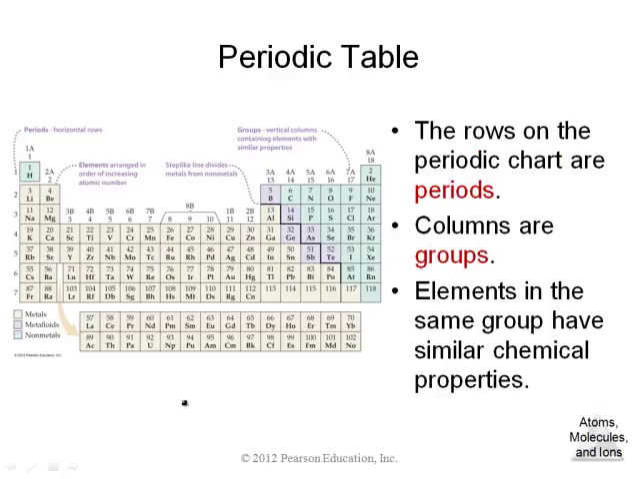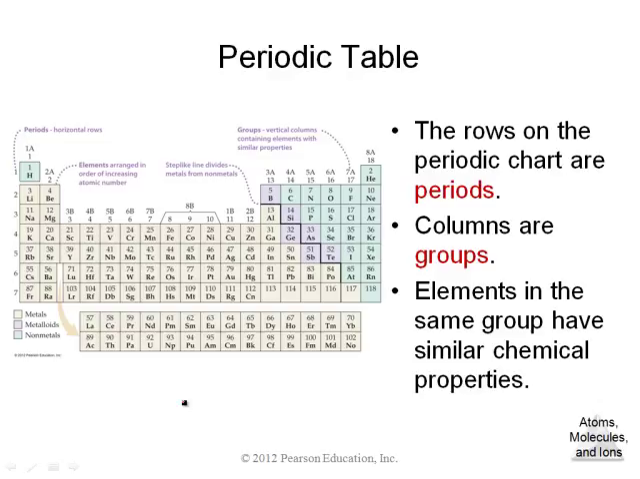Now we see the columns and rows on the periodic table. We don't call columns and rows anymore. We are going to have names for it. So the rows on the periodic table are called periods. So if you look at the periodic table, you will see that there are 7 periods.